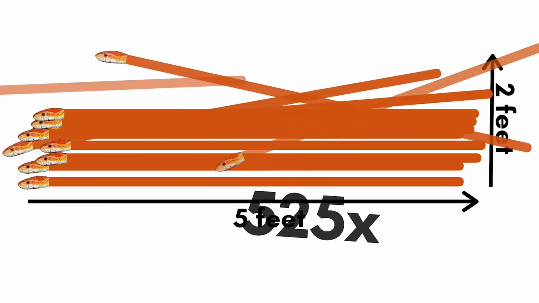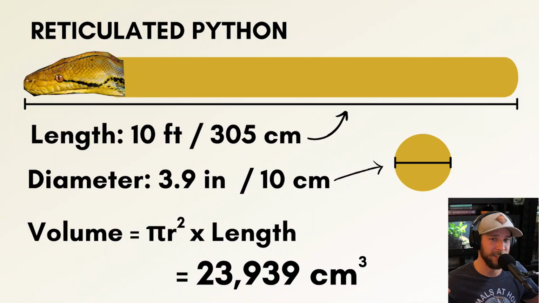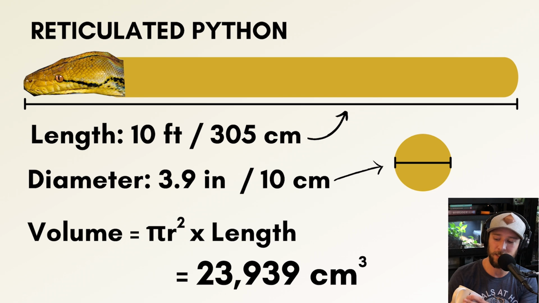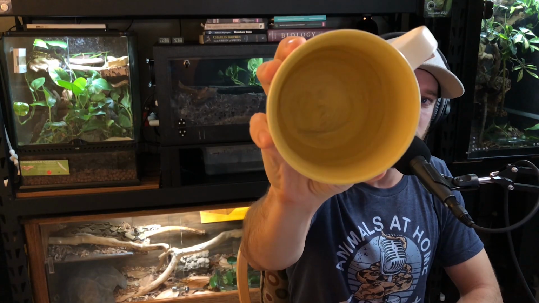So now let's move on to another example. We're going to use a reticulated python for this example, and this is where things get interesting. This reticulated python, we'll say, is 10 feet long or 305 centimeters. So it's a relatively small retic. It's maybe only a couple of years old. And we'll say it has a diameter at its widest point of about 10 centimeters. That happens to be about the thickness of this coffee mug. So you can imagine that's probably about right. A 10-foot snake is probably about that.